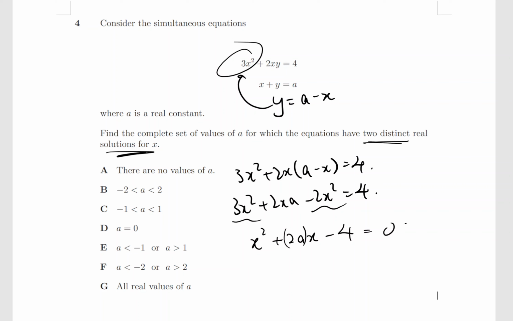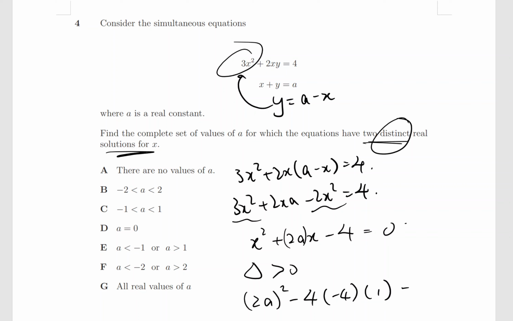Fine, so what do we need? We need the discriminant to be greater than 0. We have to be distinct, all right? So we can't have it greater or equal to. We need it strictly greater. So b squared minus 4ac equals, no, not equals, nearly made a mistake. It has to be greater than 0.